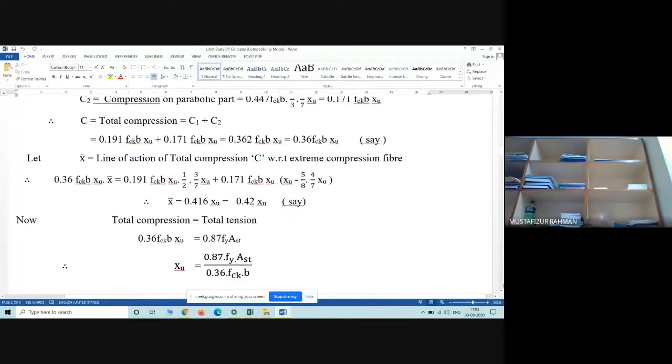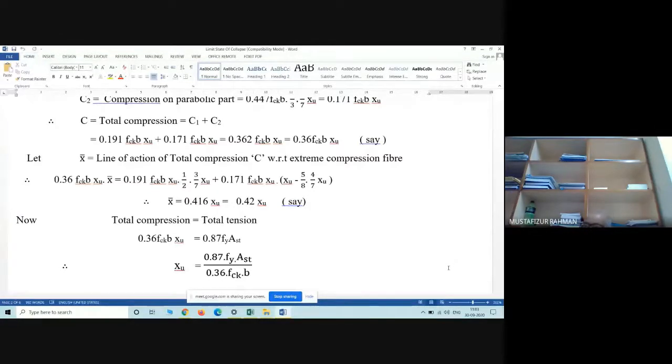Now we see our cross section has one neutral axis. The area above the neutral axis is subjected to compression, and the area below the neutral axis is subjected to tension. Now, one assumption I have not written here. One assumption I have written.